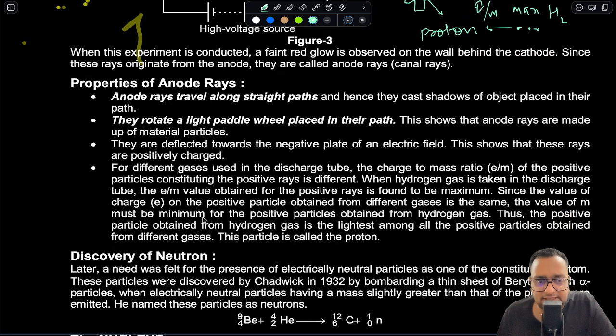So here it is written: for different gases used in a discharge tube, the e/m ratio of the positive particle is different. When hydrogen is taken, the e/m ratio is found to be maximum, so the lightest particle is called the proton. Okay, so we have studied the discovery of electron and proton.